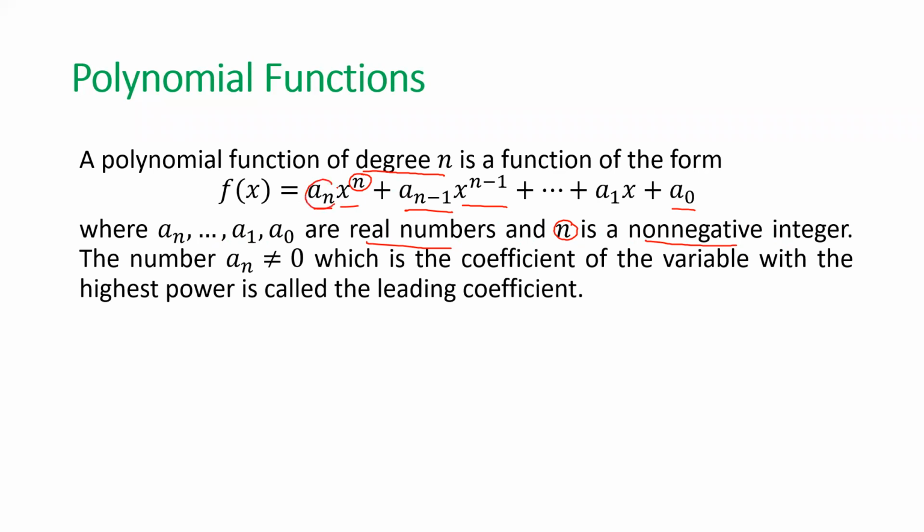The number a sub n is restricted to be not equal to 0 because if a sub n is 0, a sub n times x raised to n will become 0, and the polynomial function degree will be reduced to n minus 1. So that's why a sub n should not be equal to 0. Now this a sub n is the coefficient of the variable with the highest power, and this is called the leading coefficient.